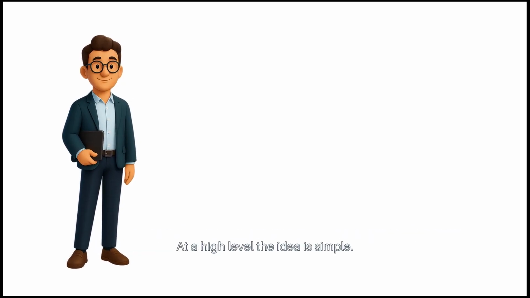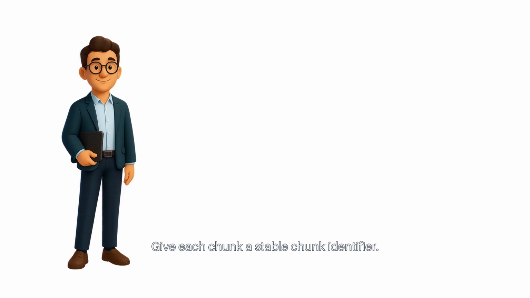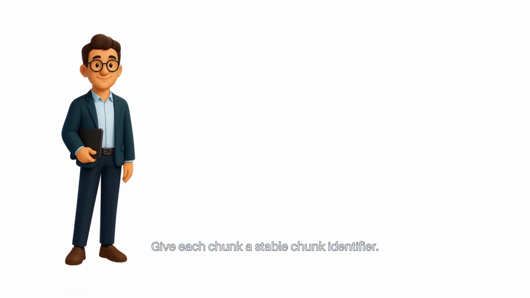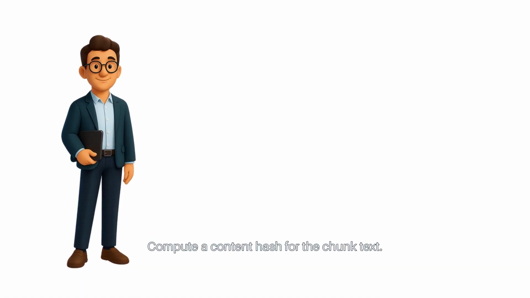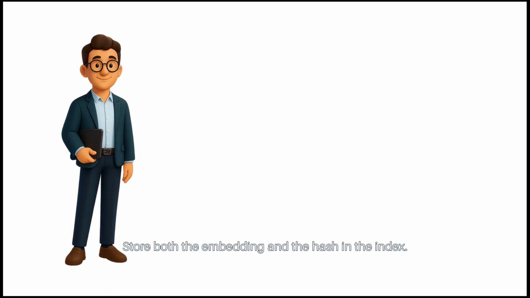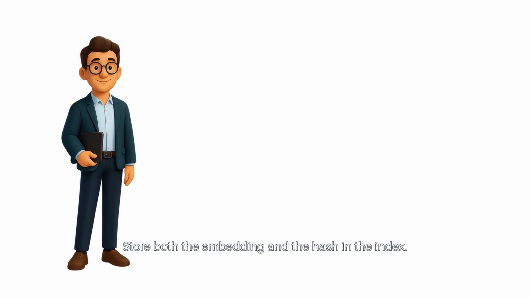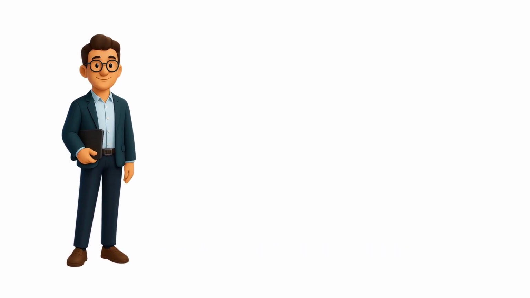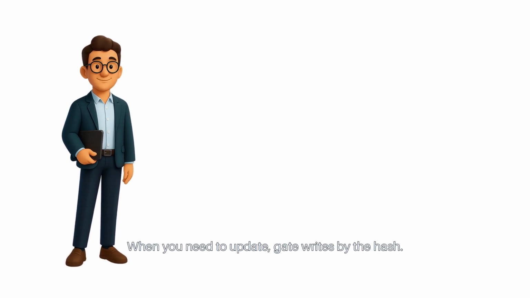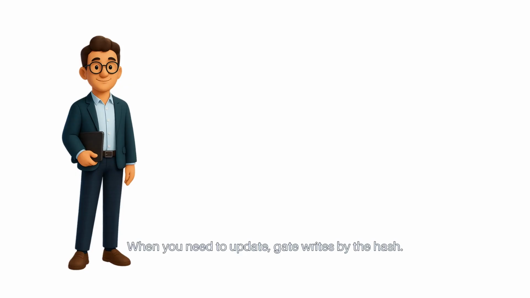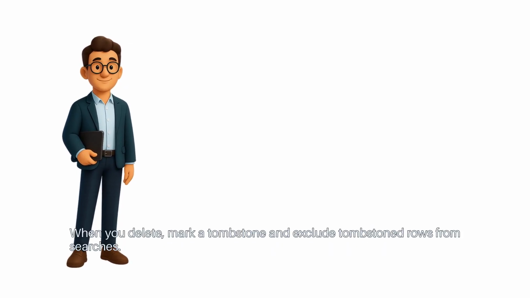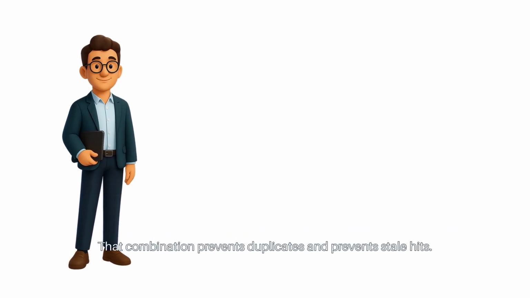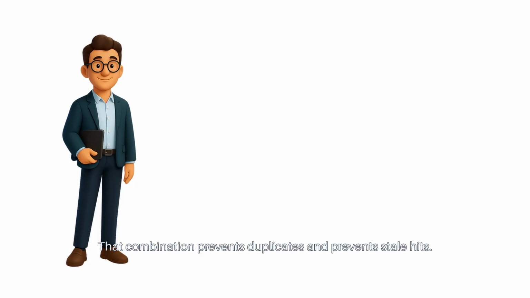At a high level, the idea is simple. Give each chunk a stable chunk identifier. Compute a content hash for the chunk text. Store both the embedding and the hash in the index. When you need to update, gate writes by the hash. When you delete, mark a tombstone and exclude tombstone rows from searches. That combination prevents duplicates and prevents stale hits.